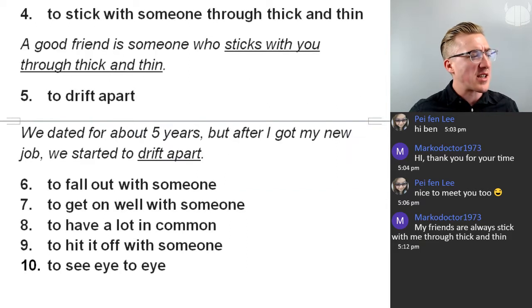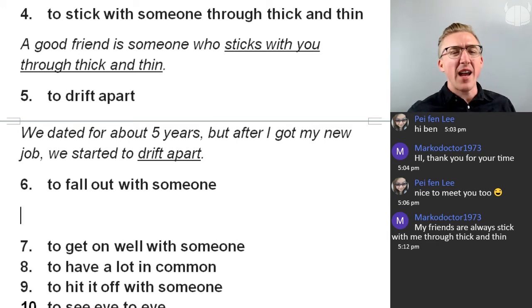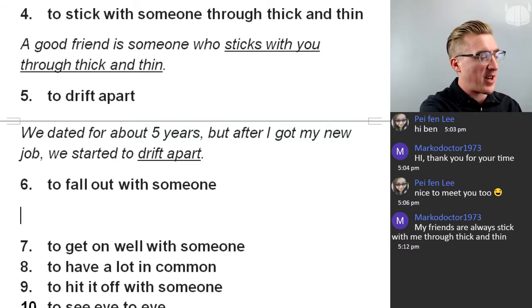Okay, how about number 6, to fall out with someone? Okay, this kind of means to have a big fight, right? Have a big fight and sort of break up, like stop being friends. It's usually kind of temporary, but it could be permanent as well. So let's give an example here.